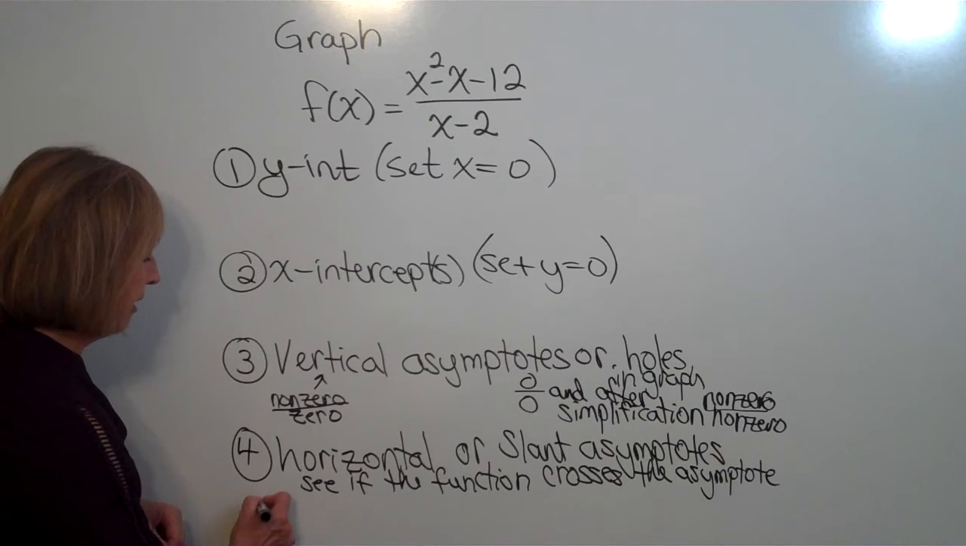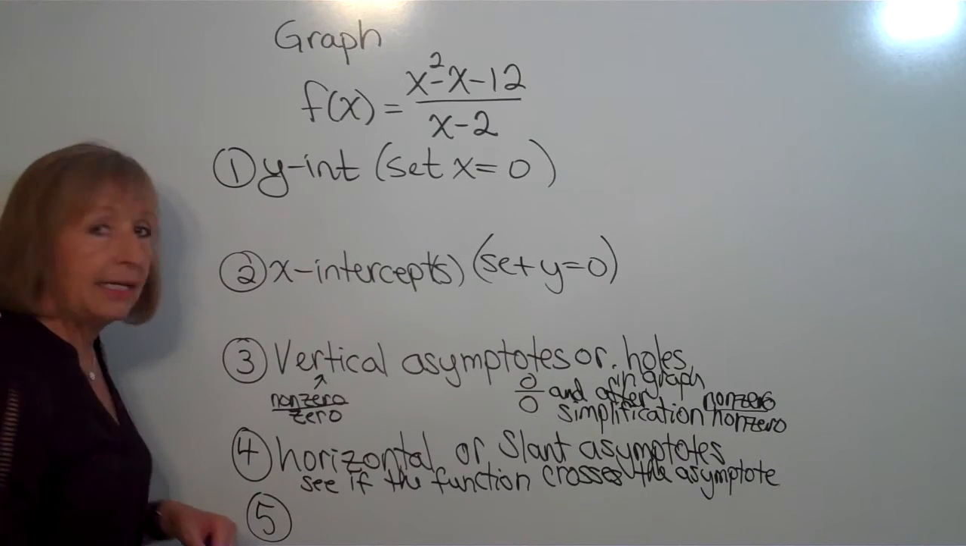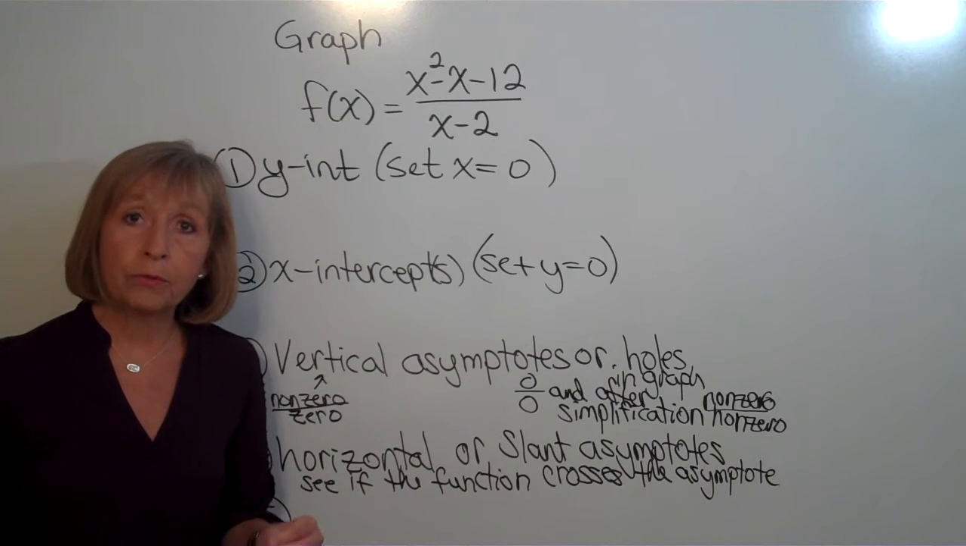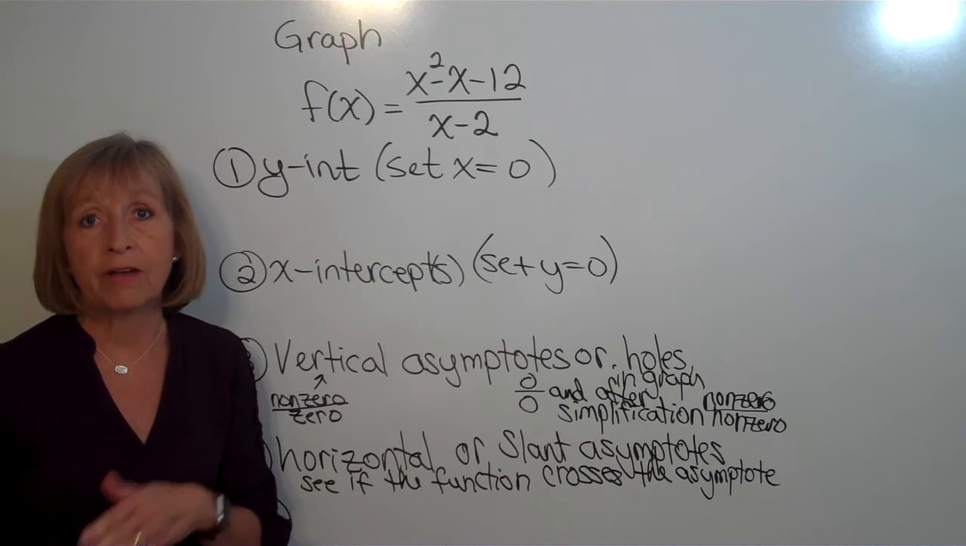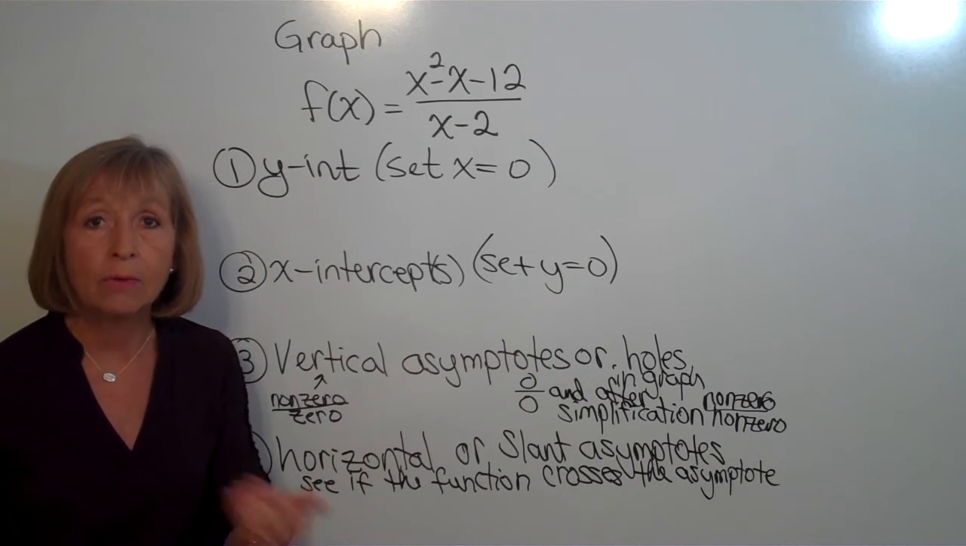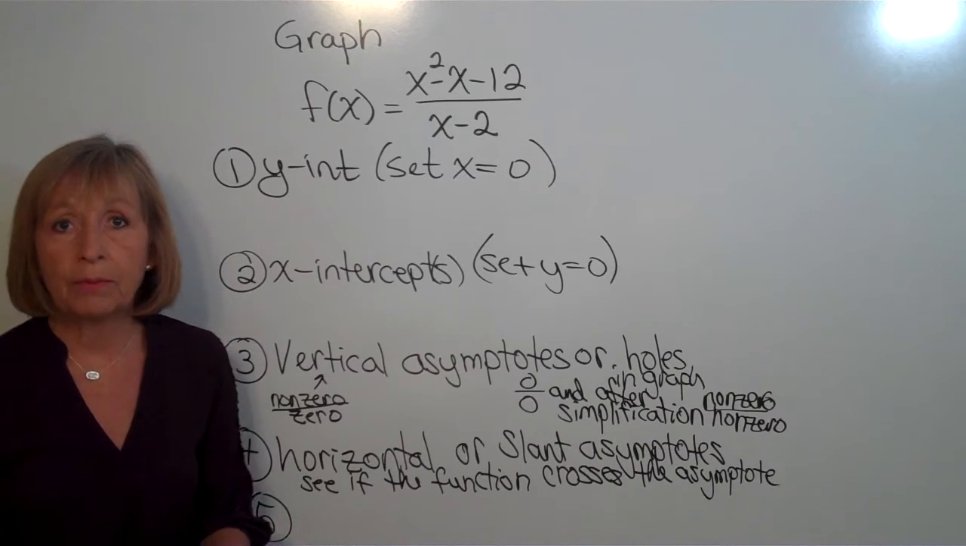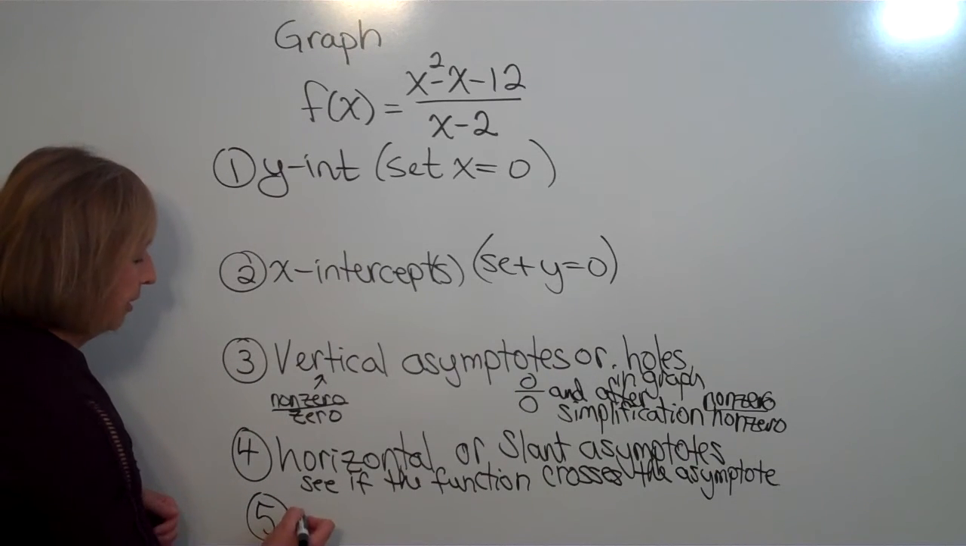And then our 5th step is to just get some ordered pairs, some well-chosen values of x, run them through the function and get the y out, to be able to see then what we need to do to graph the function. So we're going to generate some ordered pairs.